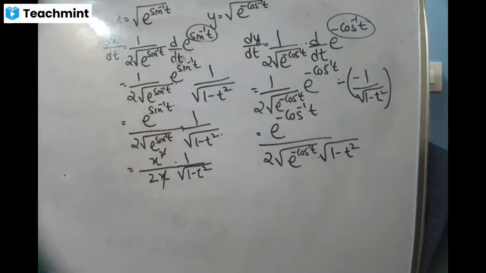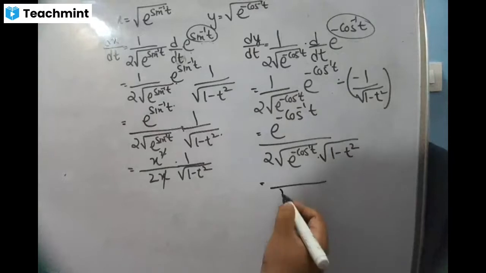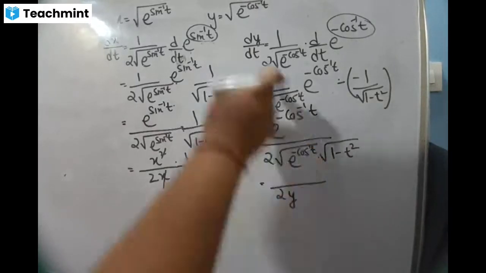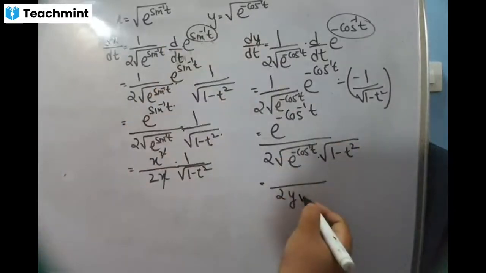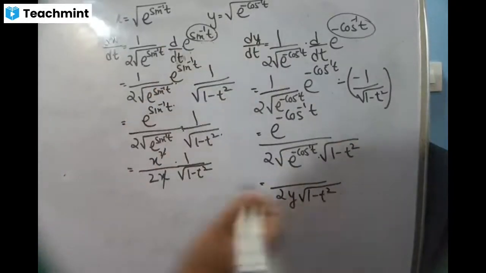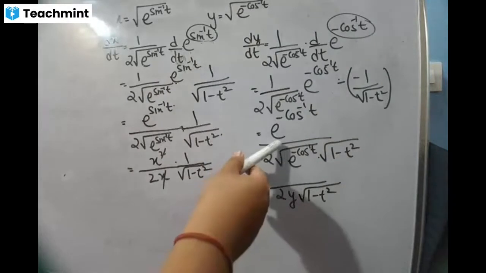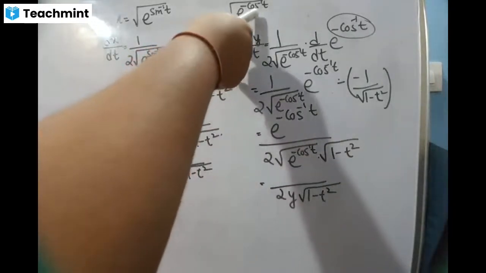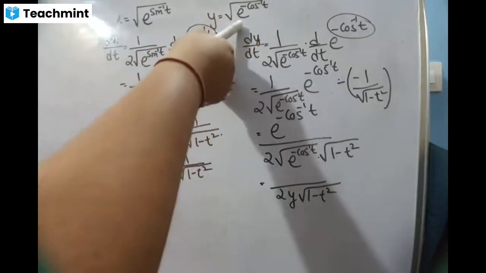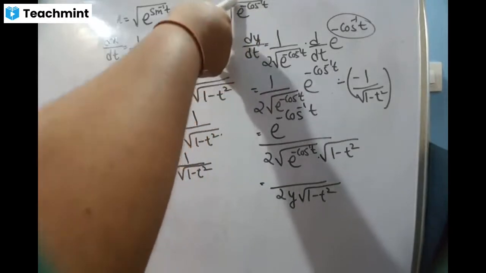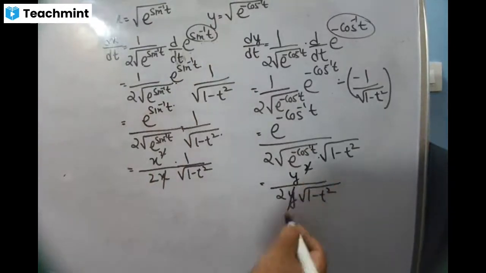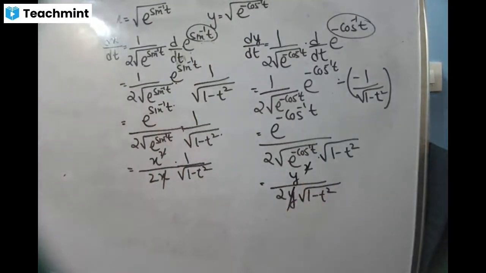So now when you put the value of y, what do you get? Look at the board. So this becomes 2y, because under root e to the power minus cos inverse t is y. This will remain as it is, 1 minus t square as it is. And what is the value of e to the power minus cos inverse t? y equal to root e to the power minus cos inverse t. So if I just have to write the value of e to the power minus cos inverse t, the root comes this side and becomes square, so this becomes y square. So y and y gets cancelled. So you got both the values.